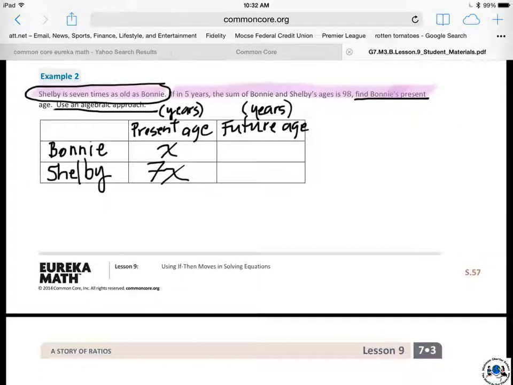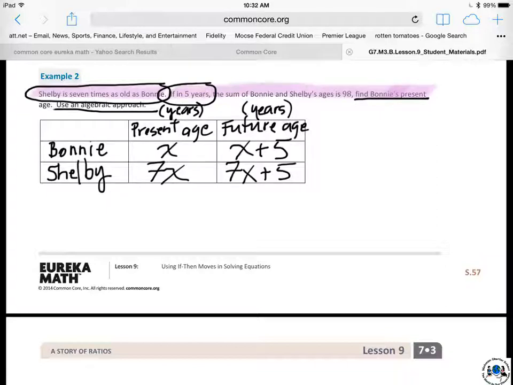Okay, now future age, how long in the future? Well, it just says 5 years. Okay, in 5 years, if Bonnie is x today, in 5 years, she will be x plus 5. Shelby will be 7x plus 5. Okay? You and me, in 5 years, will be whatever our age is, plus 5. Okay? So there we go. Those are your expressions for their ages, present and future.